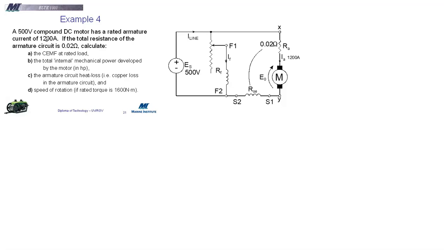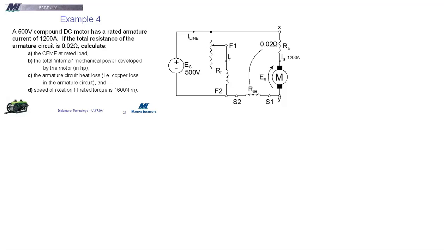We're told that the total resistance of the armature circuit is 0.02 ohms, and when it's worded like that, it says the resistance of the armature circuit. So we're not given separate resistances for RA and RSE. We've been given that value as a single number.